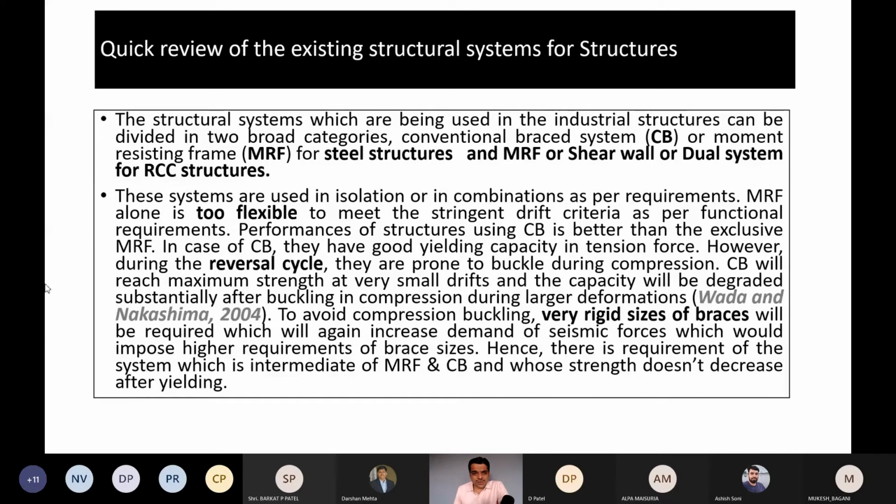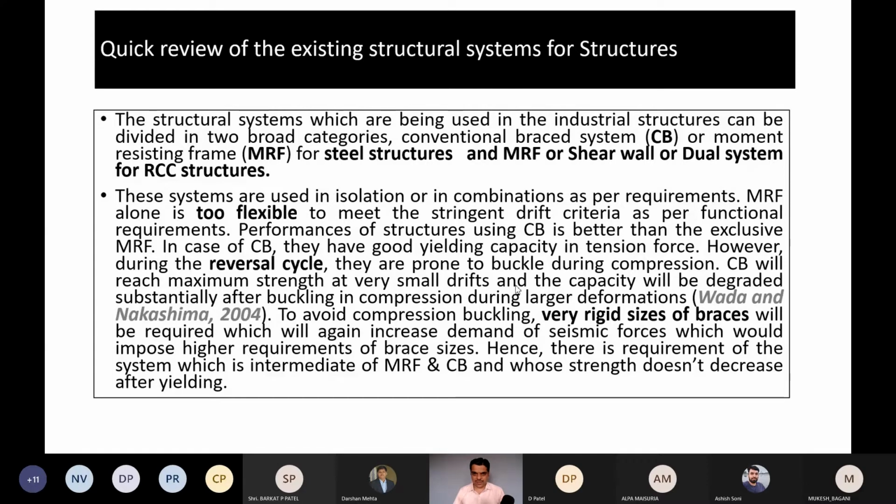So a conventional brace will reach maximum strength at very small drifts, and the capacity will degrade substantially after buckling in compression during larger deformations. So what is happening? See, this is the basic problem in our design, and this is what I have been thinking about for the last 10 to 15 years: what could be the solution?